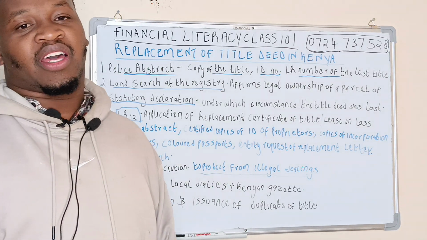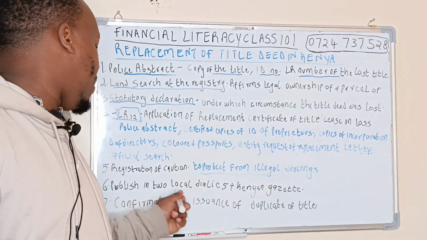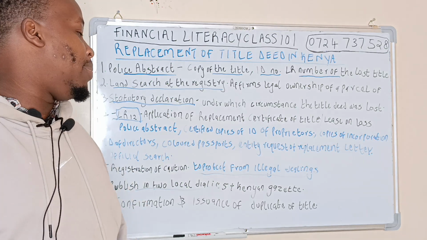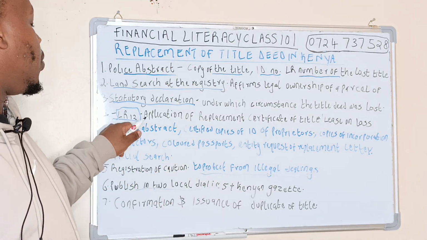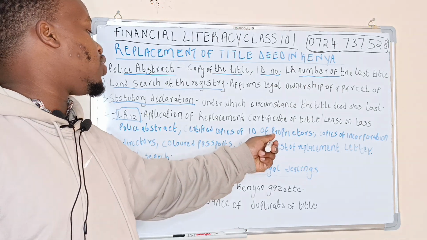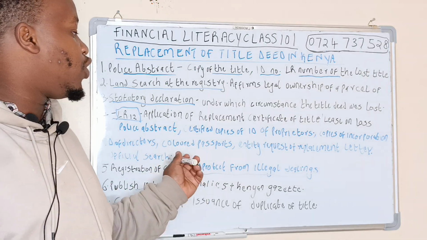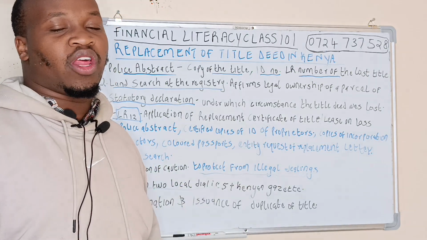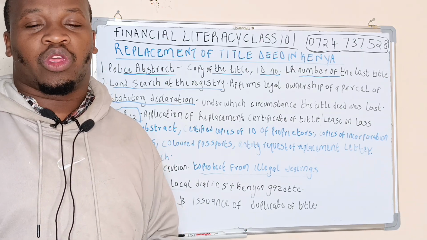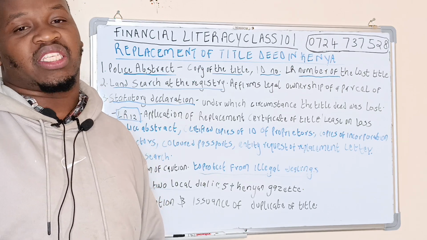Then after that, we need to gazette. In this process of gazetting, we first have to publish in 2 local dailies. Then after publishing in the local dailies, we go with all the requirements that are needed: the police abstract, certificate copies of the proprietors, colored passport, and an official current land search that is not older than 60 days. We need to publish in 2 local dailies. Then with those, we take them to the registrar so that he gives us a notice to gazette it.